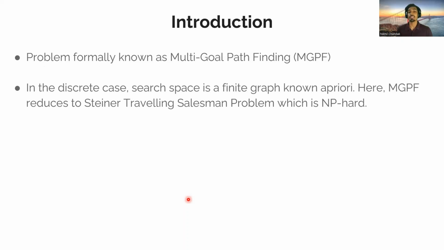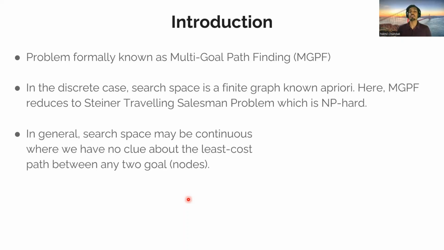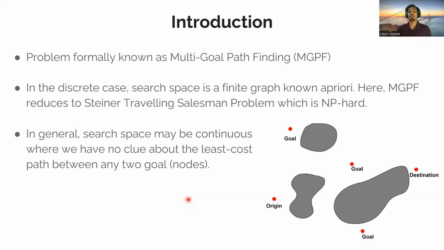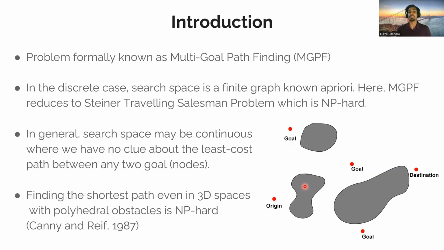In the other case, the search space may be continuous and we may have no clue about the least cost path between any two goal nodes. An example of this is shown on the right, where we are essentially given the location of 5 goal nodes and a representation of the obstacle region. Here we see that the obstacles are arbitrarily shaped. However, even if they were polygonal, finding the shortest path in 3D spaces is also NP hard.